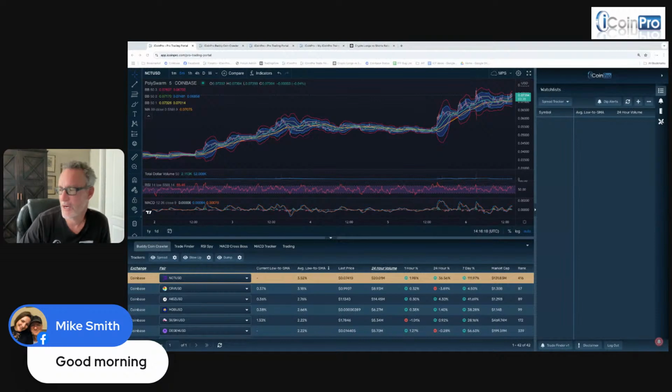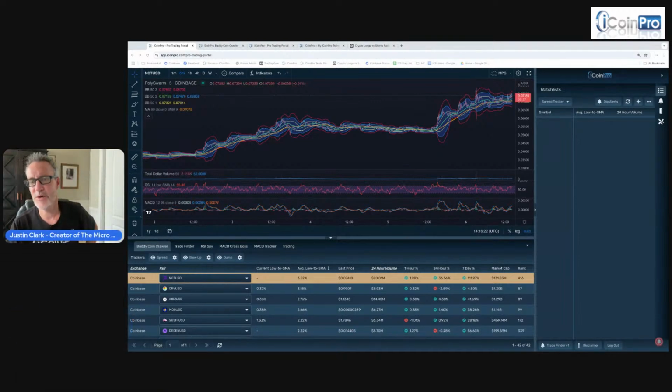That was cool. Awesome. All right, so yeah, we're going to take a look at this chart setup. It's called the MA Momentum Chart Setup. MA stands for Moving Average.